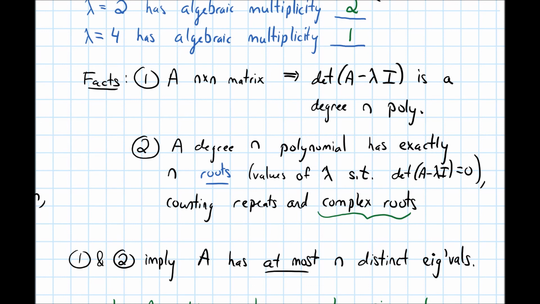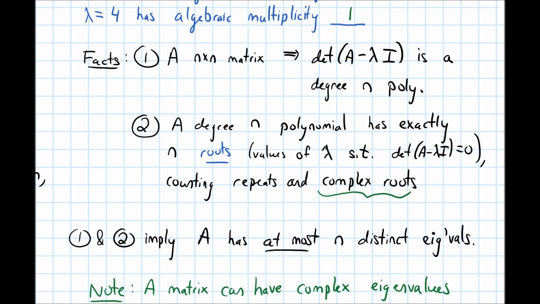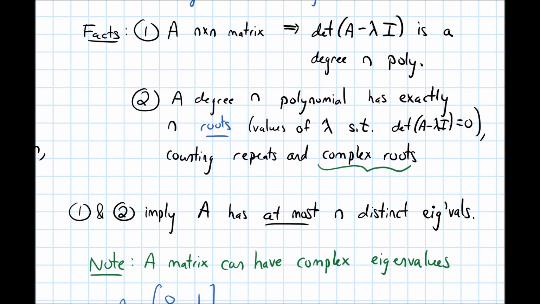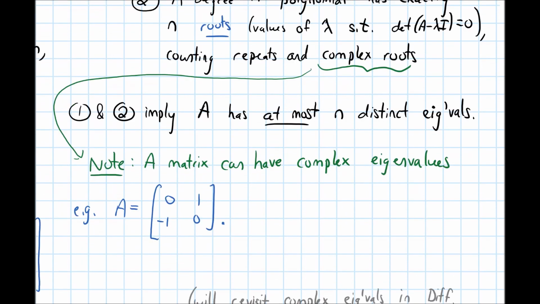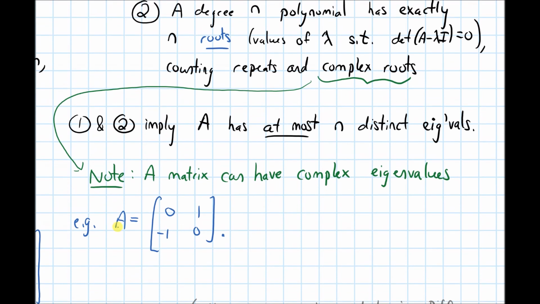Okay, so I want to briefly comment on complex roots and complex eigenvalues. So let me draw an arrow connecting this to this note. It's definitely possible for a matrix to have complex eigenvalues, even if its entries are all real numbers. So let's look at an example. Let's say that we have this matrix, 0, 1, negative 1, 0, and let's determine its eigenvalues.